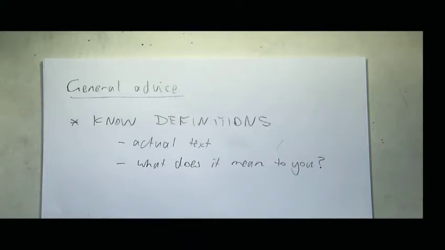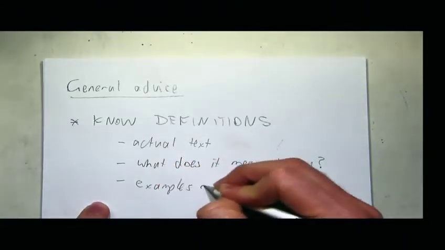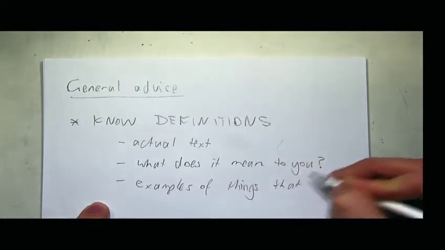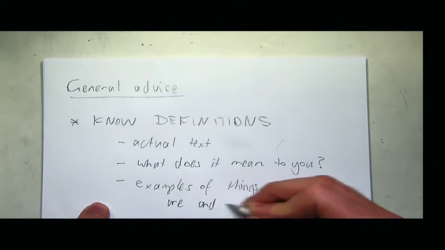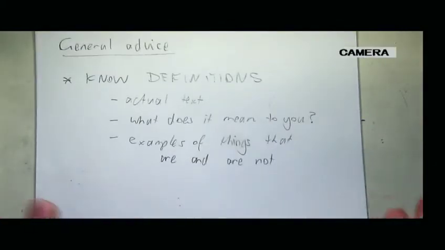And then you also need to know how does it come up? Where do you see it? What things are, what things aren't? What does it look like? So the details of what it looks like when you're part of the definition and what it looks like when you're not: examples of things that are or are not, whatever the definition is.